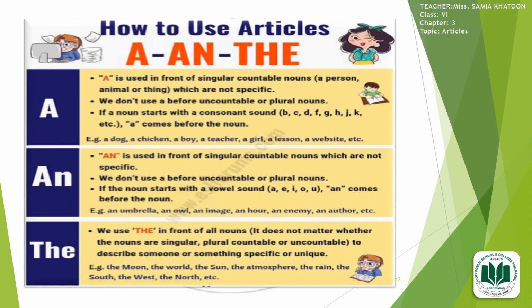Now let's see the usage of the. We use the in front of all nouns. It does not matter whether the nouns are singular, plural, countable, or uncountable. To describe someone or something specific or unique. Here are some examples like the moon, the world, the sun, the atmosphere, the rain, the south, the west, the north. Students, you see that all these examples are something specific, something special. They are not found common.